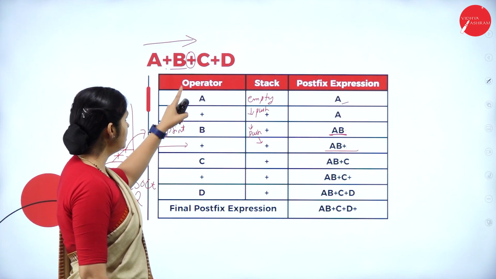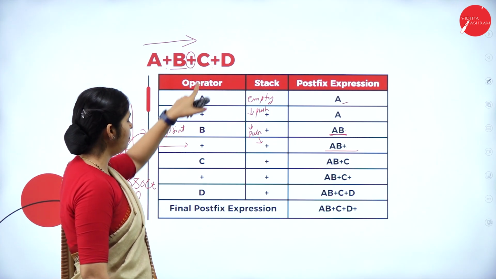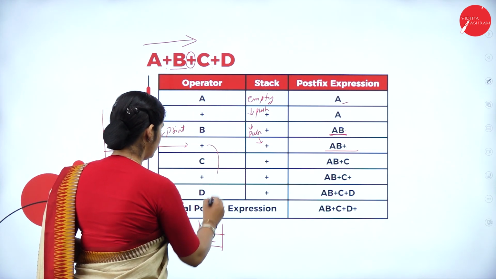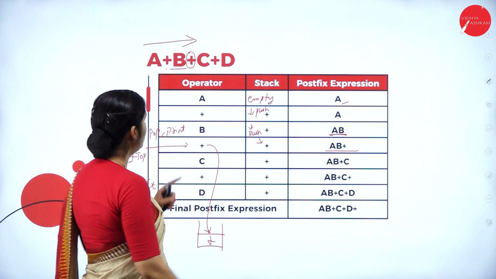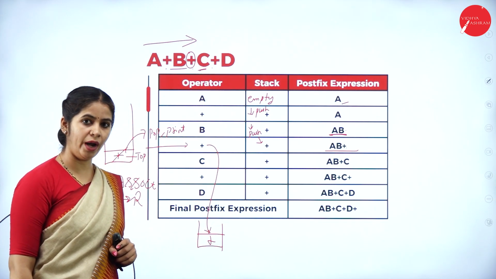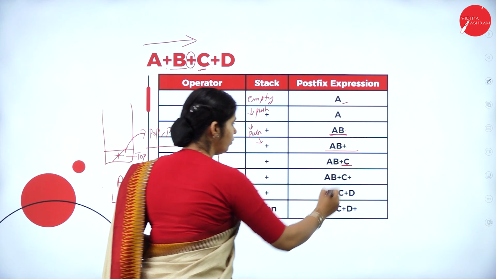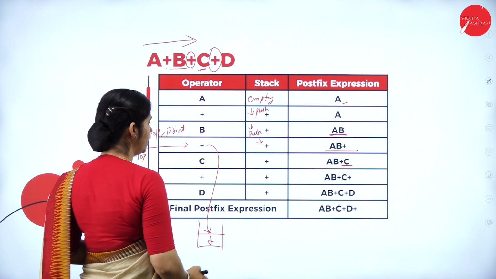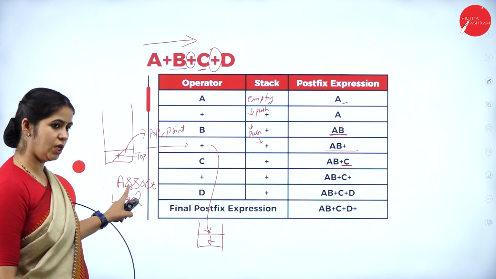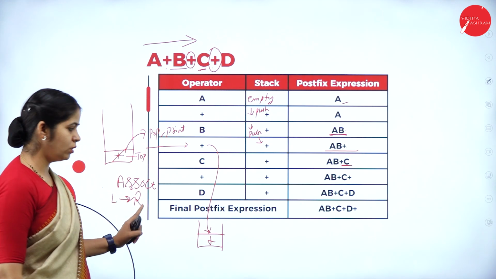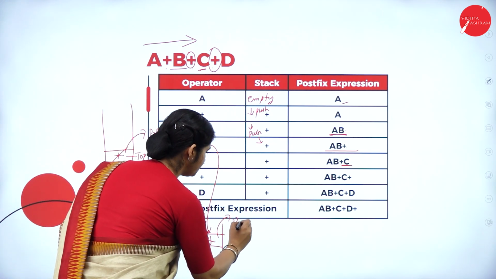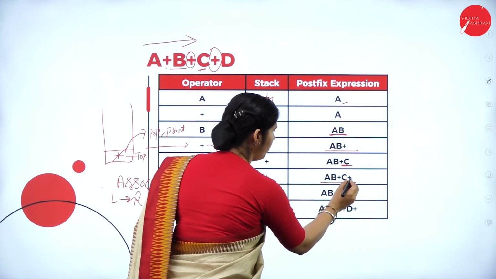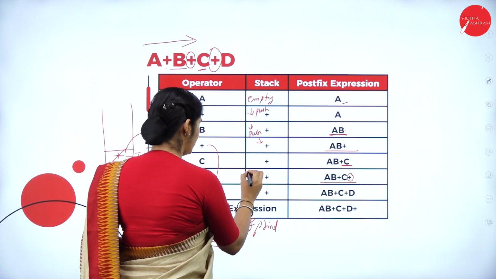After popping that plus, we have to push the second plus into the stack. Now I am pushing this plus into the stack. After that we get one more operand, so we have to print the operand C. Then after operand C, we have one more operator. We have to apply the same associativity rule. Since it is left to right associativity, I have to pop and print. So we are popping that plus and printing it. Now the stack is empty.